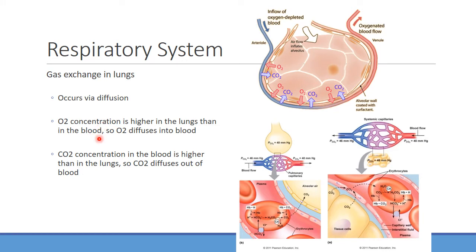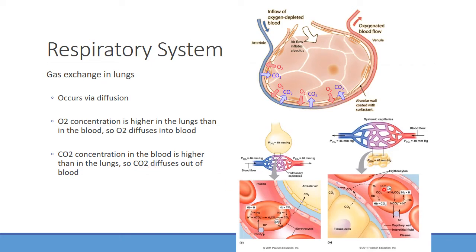So anyway, the O2 concentration being higher in the lungs than it is in the blood, that allows the diffusion to occur there. There's going to be a higher pressure of O2 within the alveoli, as we'll talk about in a second, and that allows for that diffusion passively into the bloodstream. The CO2 concentration in the blood is going to be higher than that in the lungs, so that CO2 is going to diffuse out of the blood pretty easily as well.